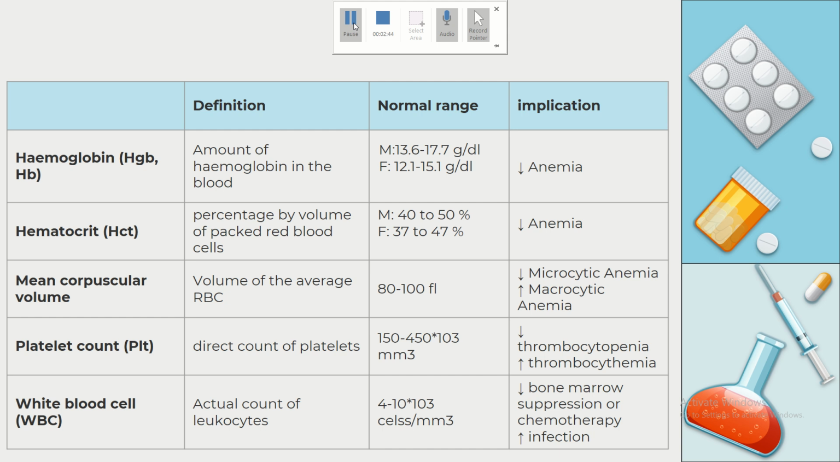A white blood cell count below the normal range is called leukopenia, and it's related to either bone marrow suppression or chemotherapy treatment. But an increase of the white blood cell count above the reference range is called leukocytosis, and it's related to infection. Please search about the white blood cell differential that can be used to interpret if the infection is viral, bacterial, or parasitic, to be discussed in the simulation lecture, inshallah.